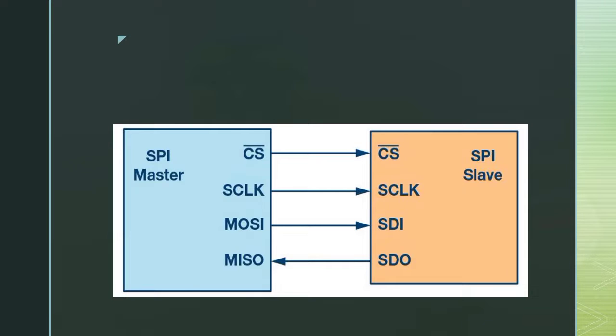Since the clock is generated by the master, the flow of data is controlled by the master. For every clock cycle, one bit of data is transmitted from master to slave and one bit of data is transmitted from slave to master. This process happens simultaneously, and after 8 clock cycles, a byte of data is transmitted in both directions, and hence SPI is a full duplex communication.